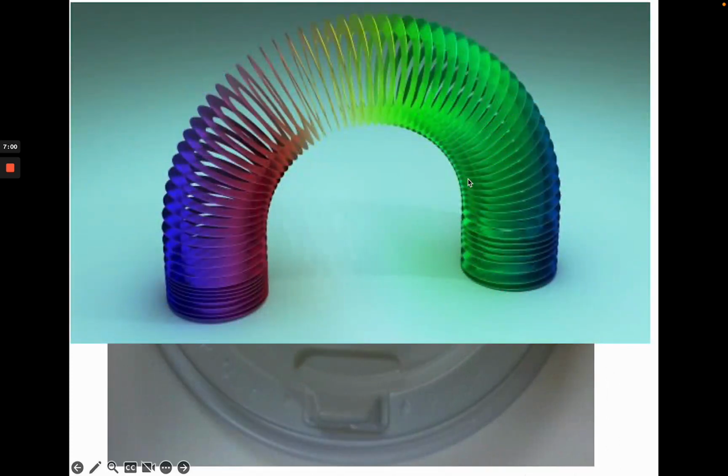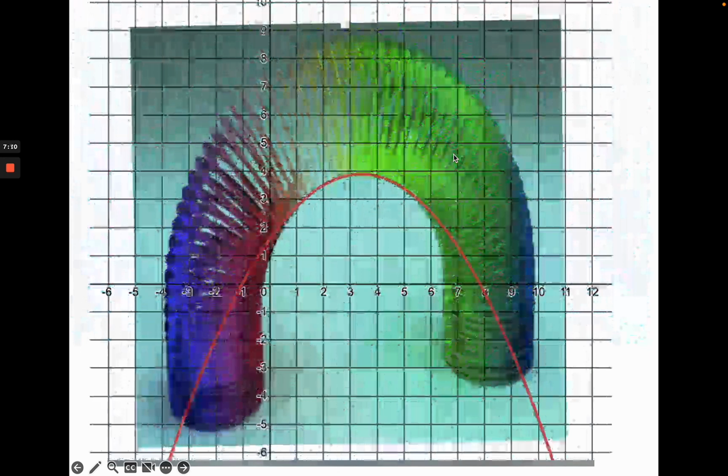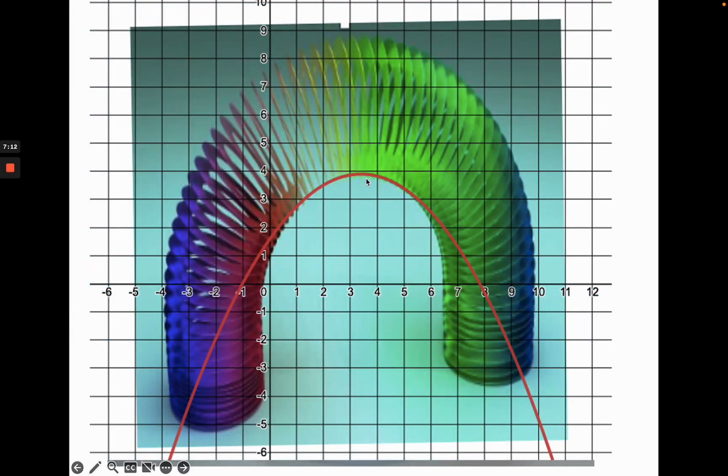This is a slinky. And again, the same thing, right? It doesn't really peak right here. It doesn't really have a vertex. It just kind of goes rounded. If I was to put this against a graph, you could see that we can line this part up, but really nothing else with our parabola.